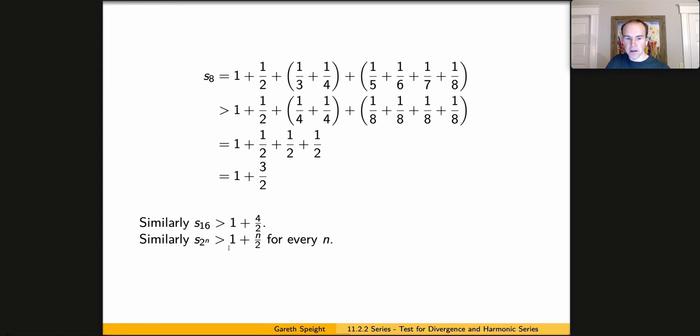Okay, if you do this pattern, you'll see that S 2 to the n, so if we sum up 2 to the n terms, it's going to be bigger than 1 plus n over 2. And of course, here as n gets bigger, n over 2 is going to go to infinity. So 1 plus n over 2 also goes to infinity.